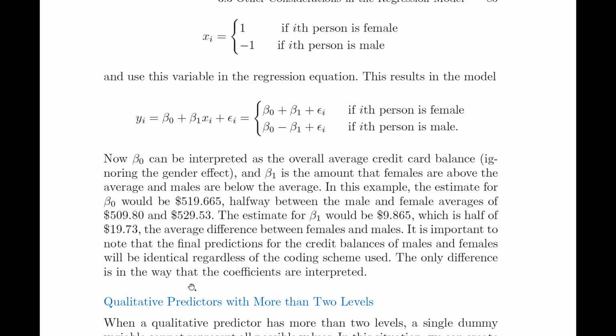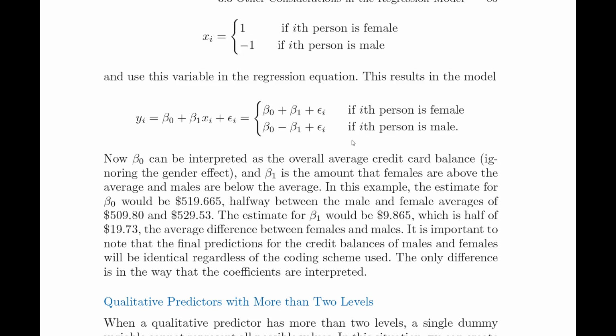between women and men. It is important to note that the final predictions for the credit balances of males and females will be identical regardless of the coding scheme used. This is what we mean by a dummy variable, that you have a choice. You could label them 0, 1, or 1, negative 1. I'm sure there are many other ways of coding the data. Remember, when you're working with qualitative data, you want to make it look numerical. The only difference is in the way that the coefficients are interpreted.